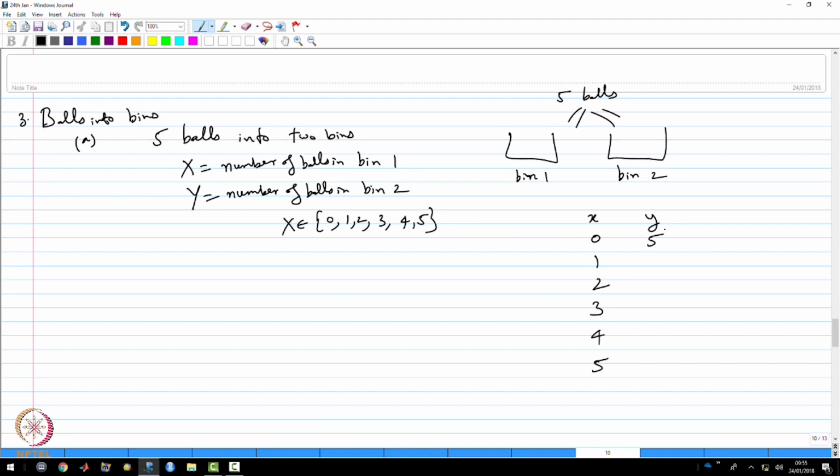There are only 2 bins, and this restricts the number of possibilities. So if the number of balls in bin 1 were 1, this has to be 4, this has to be 3, this has to be 2, this has to be 1, this has to be 0. So X and Y are heavily dependent. In fact, they determine each other. X is 5 minus Y. X plus Y has to be equal to 5. That's the important thing about this experiment that we're doing. It's a very simple connection between X and Y.